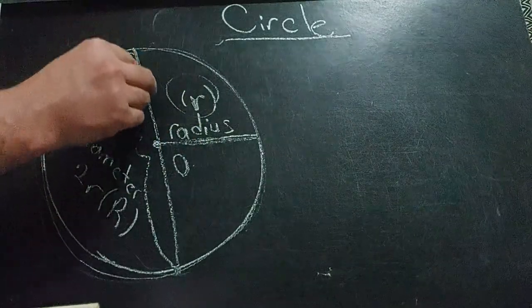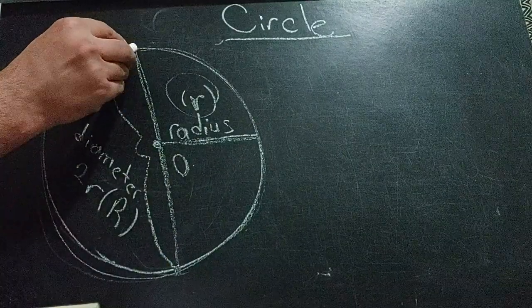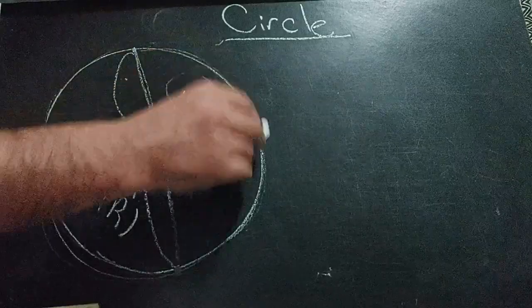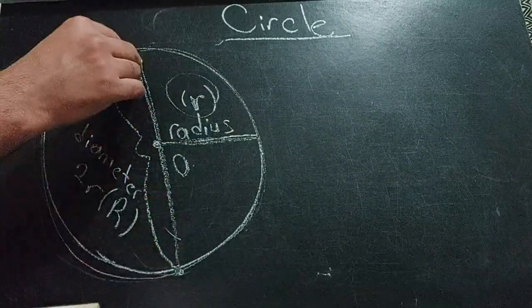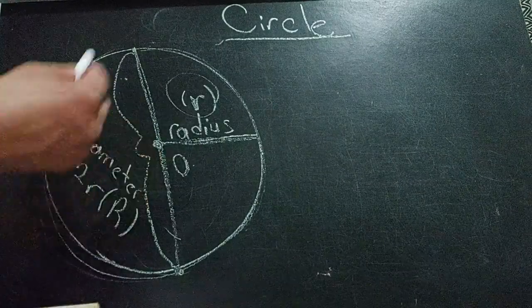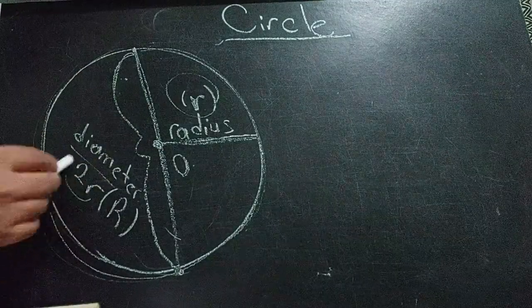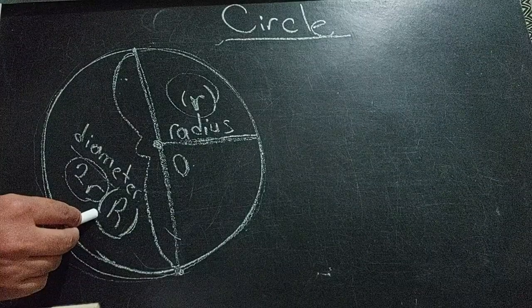So this one is called diameter. From any point of the circumference to the other point of circumference, this line must pass through the center. This is going to be called diameter. Diameter is 2 radius, represented by capital R.